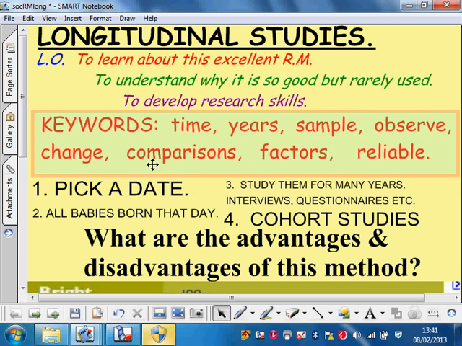Think about it. You see change over time. You get to observe change. You make comparisons. You can say, what's making this happen? You can figure out the factors behind the differences in the way these kids are growing up. So what are the advantages and disadvantages of this method? Well, the advantages are it is brilliant.